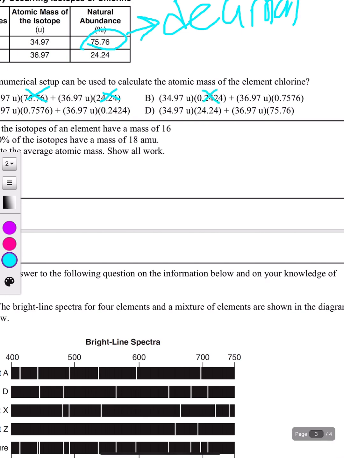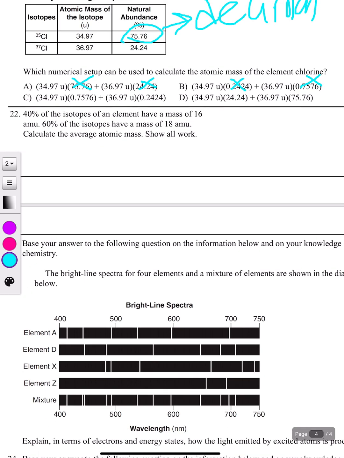And this one over here, it even tries to confuse you. They start mixing up the isotopes. That's a big no-no. If this is the information for one isotope, this stays together. If this is the information for another isotope, this stays together. And the one that I see that does that is answer choice C.